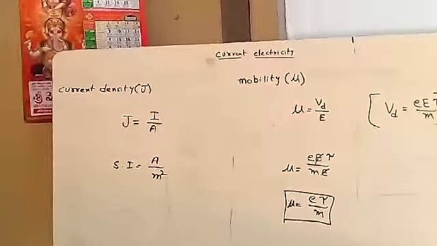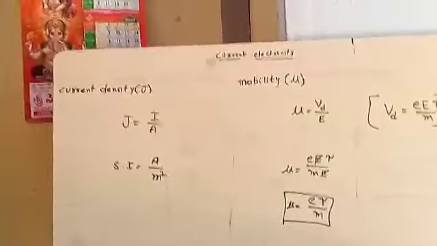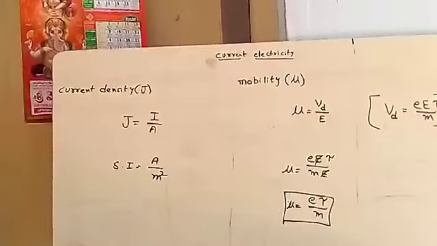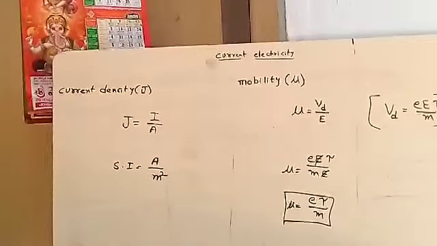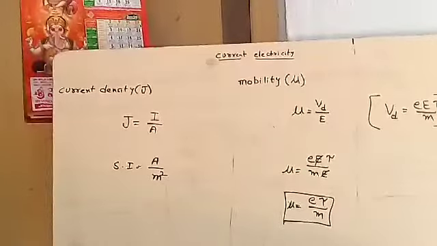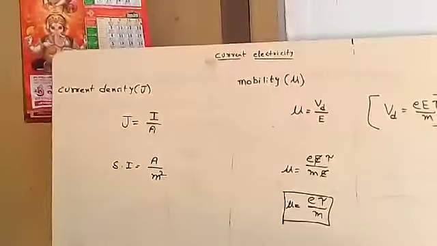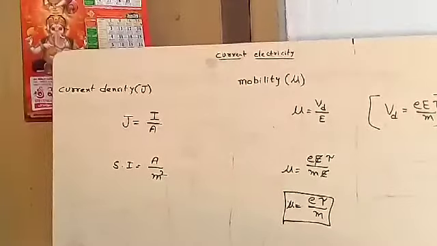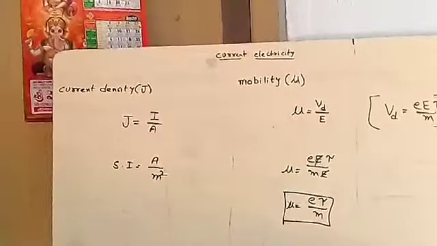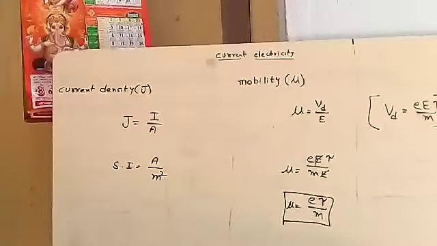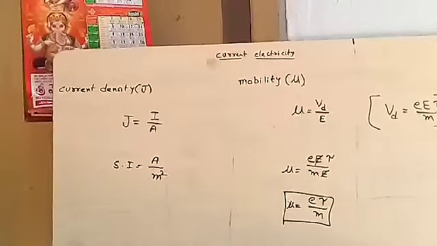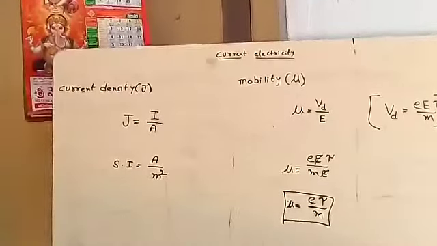So once again, see the definitions of current density and mobility. Current density is the ratio of current to its area. Current divided by the area gives current density, and its SI units are ampere per meter square. Whereas mobility is the ratio of drift velocity to the applied electric field. We already know drift velocity Vd is equal to eEτ by m. Then substituting that equation, we get mobility is equal to eτ by m.